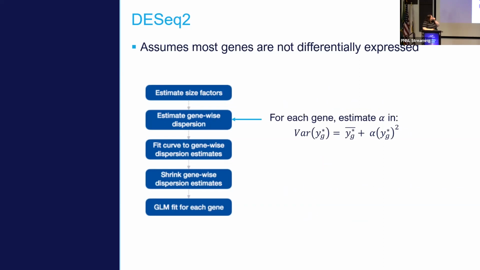Next, it tries to estimate dispersion or variance. Those are interchangeable terms here for each gene. And what it's doing is it's taking the mean count for that gene, the mean normalized count, plus some value alpha times your different gene counts squared. So they're still trying to make this a function of the mean, but it's no longer just that it has to be exactly equal to the mean. And they're going to try to estimate this value alpha for every single gene.